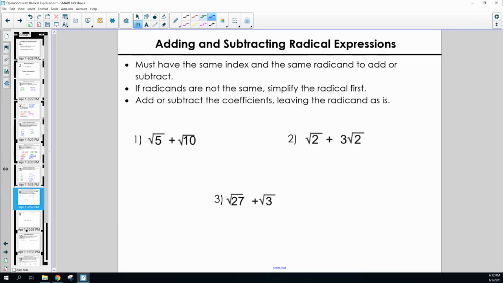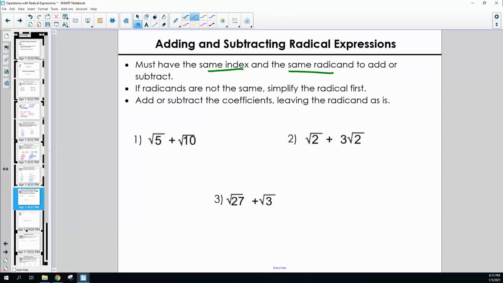When we're adding and subtracting radical expressions, you must have the same index and the same radicand in order to add or subtract. If the radicands are not the same, simplify the radical first, and then add or subtract the coefficients only, leaving the radicand as is.